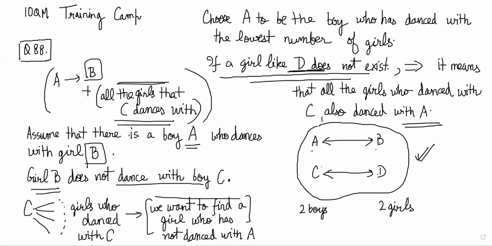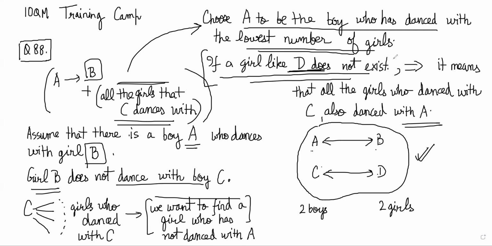So we are getting A dancing with more girls than C, which contradicts our assumption, where we had chosen A to be the boy who has danced with the least number of girls. Since it contradicts the minimality assumption, this cannot happen. A girl like D does not exist. This must be incorrect. There must be a girl like D.